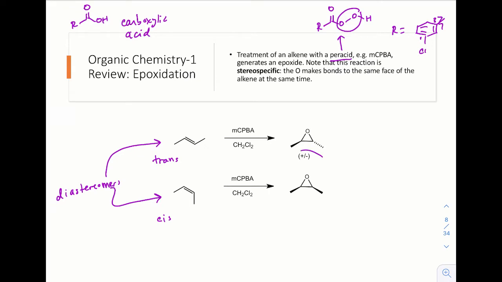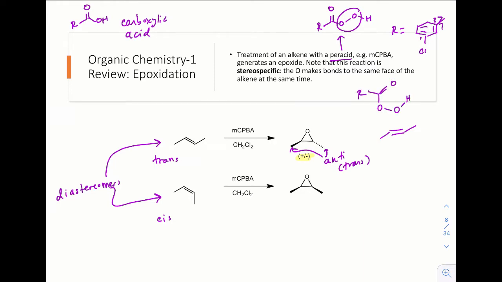Sometimes this is referred to as anti. It means the two methyl groups are pointed in opposite directions. One methyl group is coming out of the page and one is going into the page. It is indeed formed as a racemic mixture. This is a chiral epoxide, and that is because oxygen can add to either the top face or the bottom face in a 50-50 mixture. Both of these attacks are equally likely, so you do get a 50-50 mixture of enantiomers.